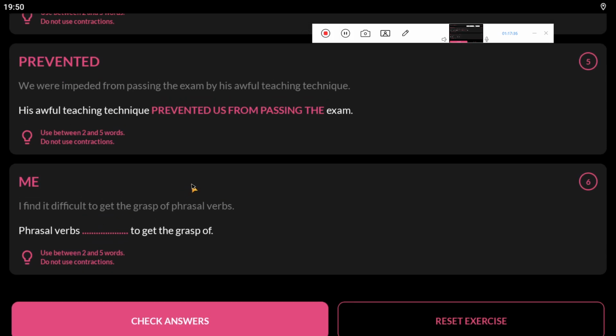And finally, the last one, please, Camila. I find it difficult to get the grasp of phrasal verbs. Phrasal verbs, yeah. So I find it difficult. It is hard for me to get the grasp, to understand the phrasal verbs. So phrasal verbs, we have to use me to get the grasp of.